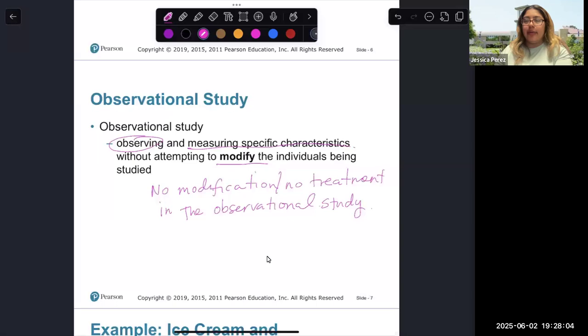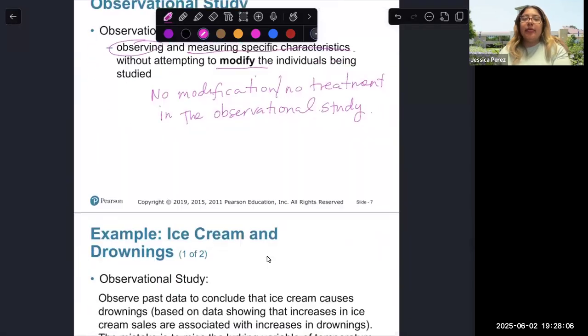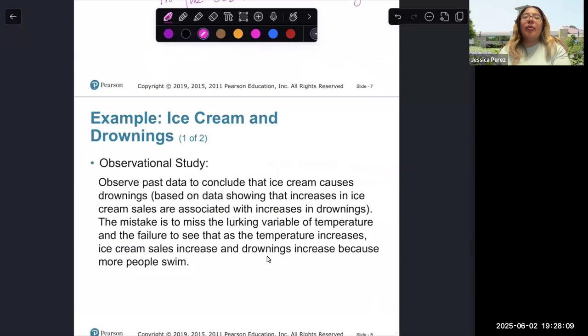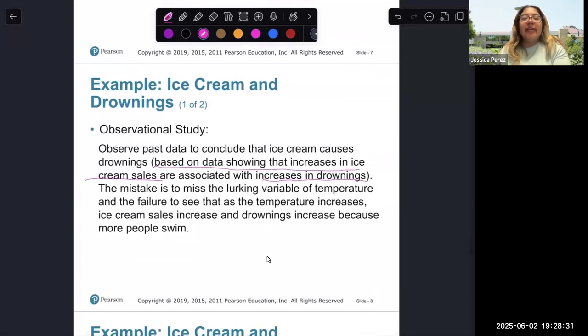So that's what you want to have down. Let's look at some examples. Let's look at an example with ice cream and drowning. Observational study. We observe the past data to conclude that ice cream causes drowning. This is based on the data showing that the increase in ice cream sales is associated with the increase in drownings. The mistake is to miss the lurking variable of temperature and the failure to see that as temperature increases, ice cream sales increase and drownings increase because more people swim.